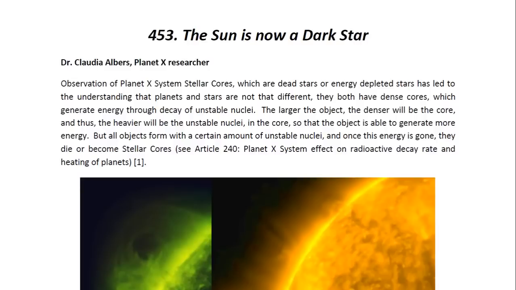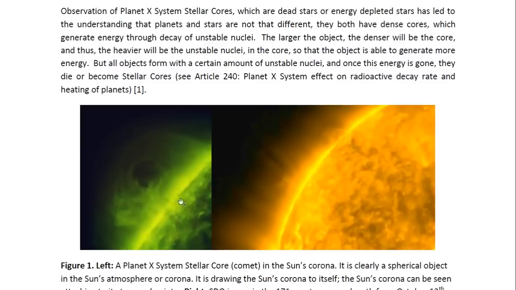become stellar cores. You may look at article 240 entitled Planet X System Effect on Radioactive Decay Rate and Heating of Planets. And here are some of these objects. Planet X System stellar core or a comet. They come in as comets, so they are comets. And in the sun's corona, you can see it's drawing corona towards itself. You can see it attaching to the surface of the object at various points. And you can see this one drawing material from the sun's chromosphere through a gravitational vortex connection.